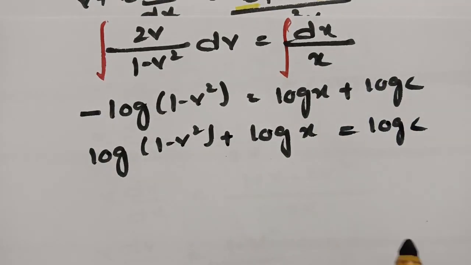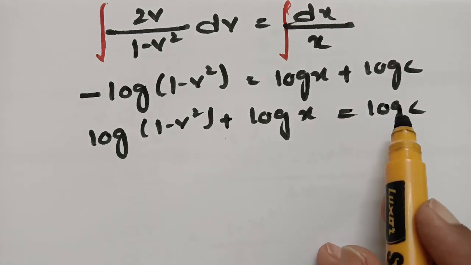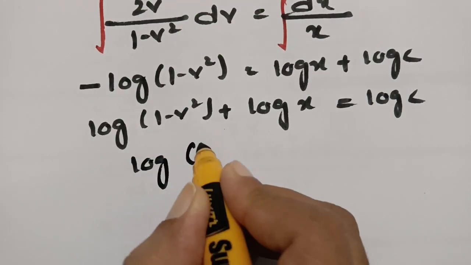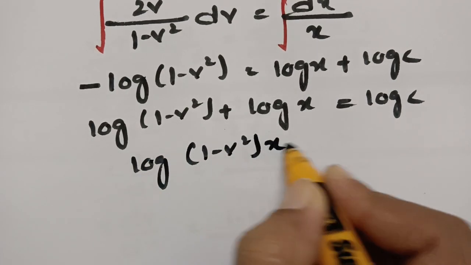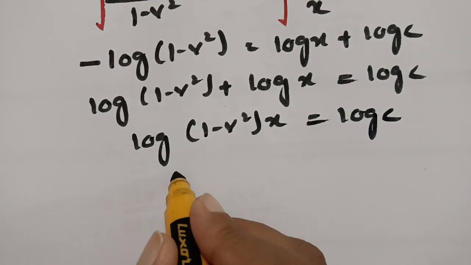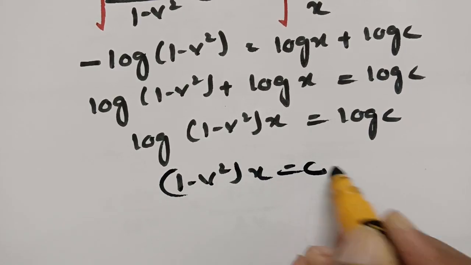So you can take log c on either side. If there is a minus and you multiply with minus also, it's a constant value. Log a plus log b can be written as log a into b. That is, 1 minus v square into x is equal to log c. So if I cancel log on both sides, this is 1 minus v square into x is equal to c.